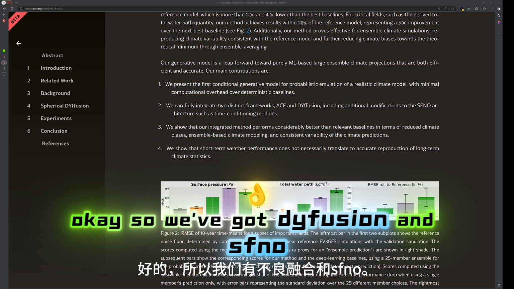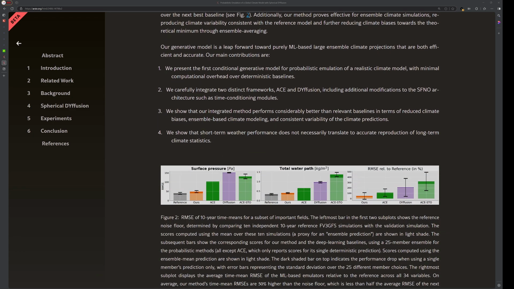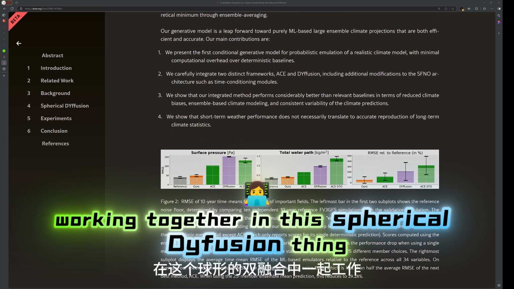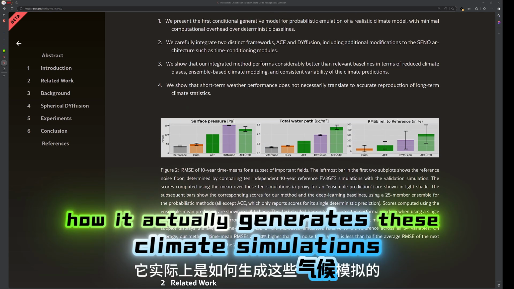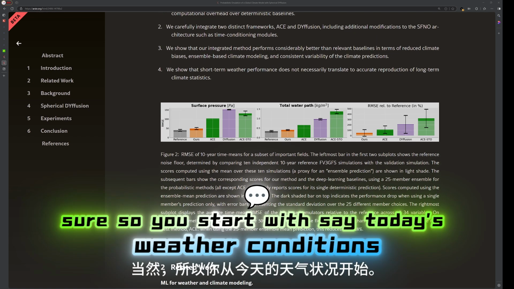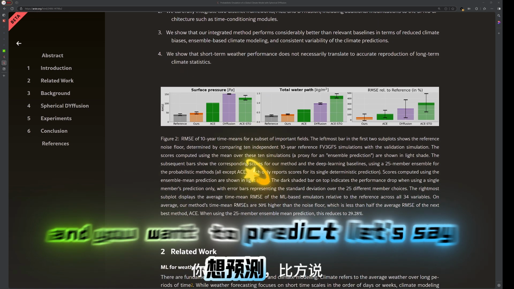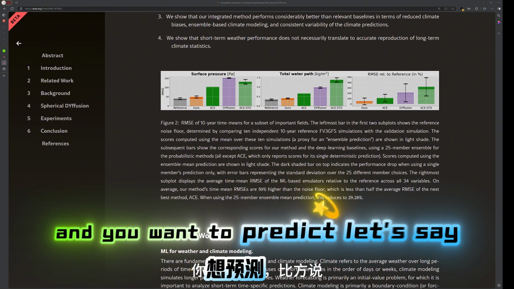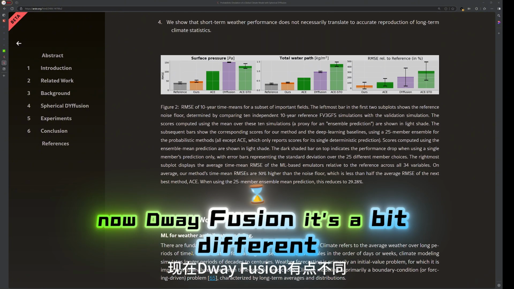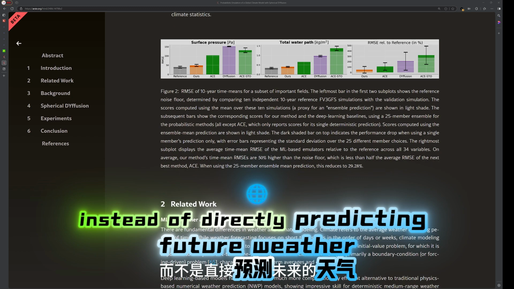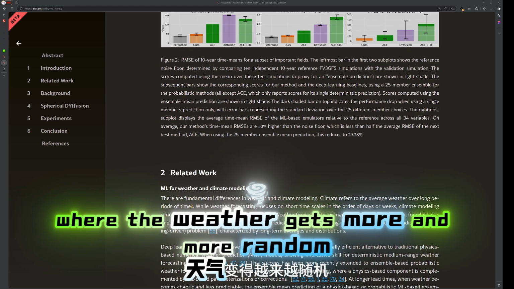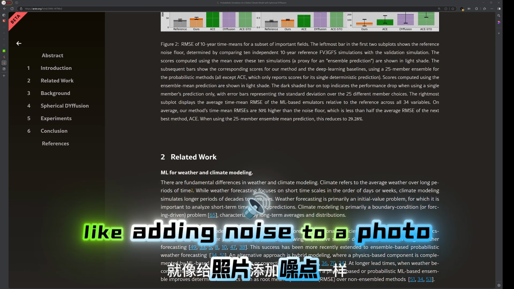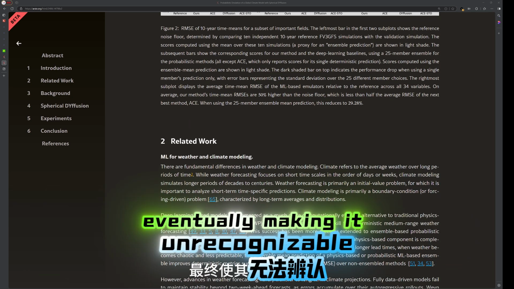Okay, so we've got DYffusion and SFNO working together in this spherical DYffusion thing. Can you walk us through how it actually generates these climate simulations? Sure. So you start with, say, today's weather conditions, and you want to predict, let's say, a few steps ahead. Now, DYffusion, it's a bit different. Instead of directly predicting future weather, it imagines a process where the weather gets more and more random. Like adding noise to a photo, eventually making it unrecognizable.